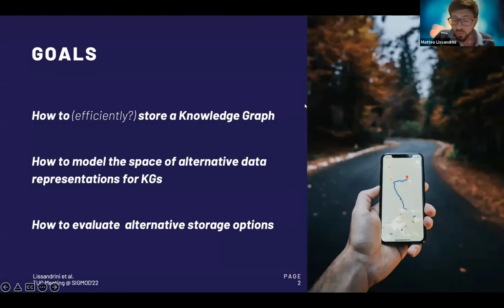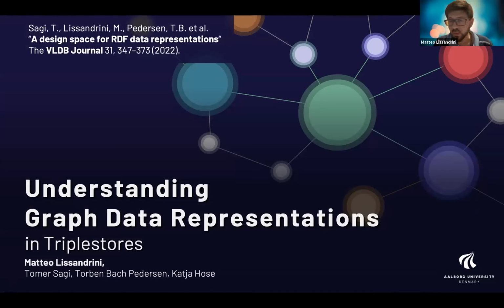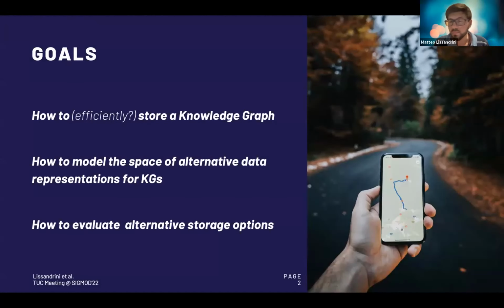So before I go on, this work is a sneak peek into a recent VLDB journal paper that we have published about understanding graph data representations in Triplestores. The goal of my talk here is to provide a quick overview of how we can efficiently store a knowledge graph, what the options are, and how we can model the space of these options, both existing techniques and things that maybe have not been tried out, and how to evaluate them, of course.